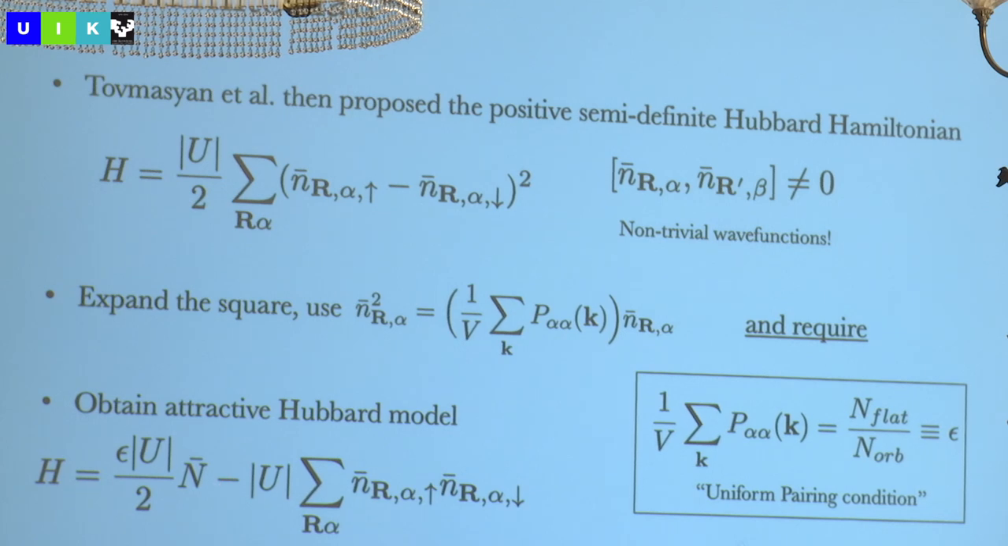So the moral of the story is this is positive semi-definite. If I know a zero energy state of this guy, I know its ground state. But then I know the ground state of the negative U Hubbard model also, on this uniform pairing condition lattice. Okay.